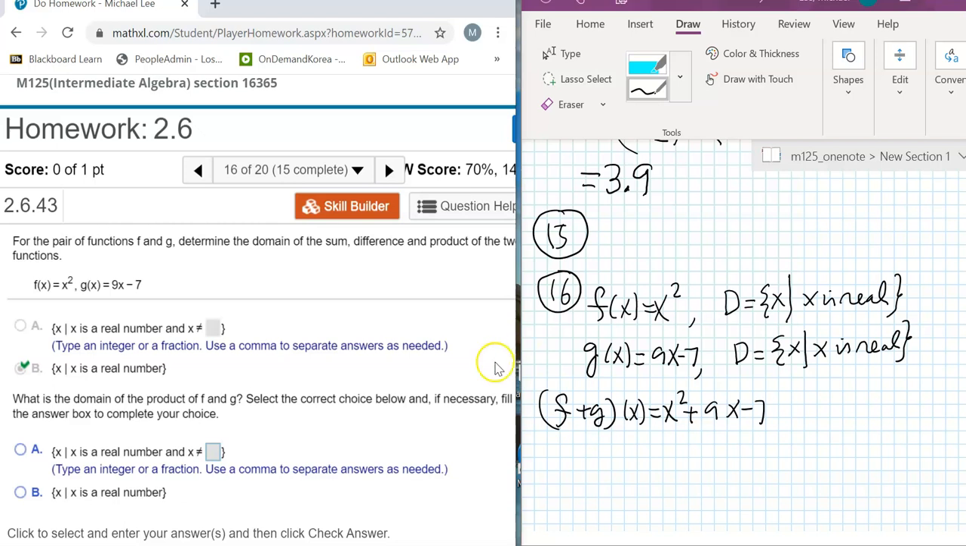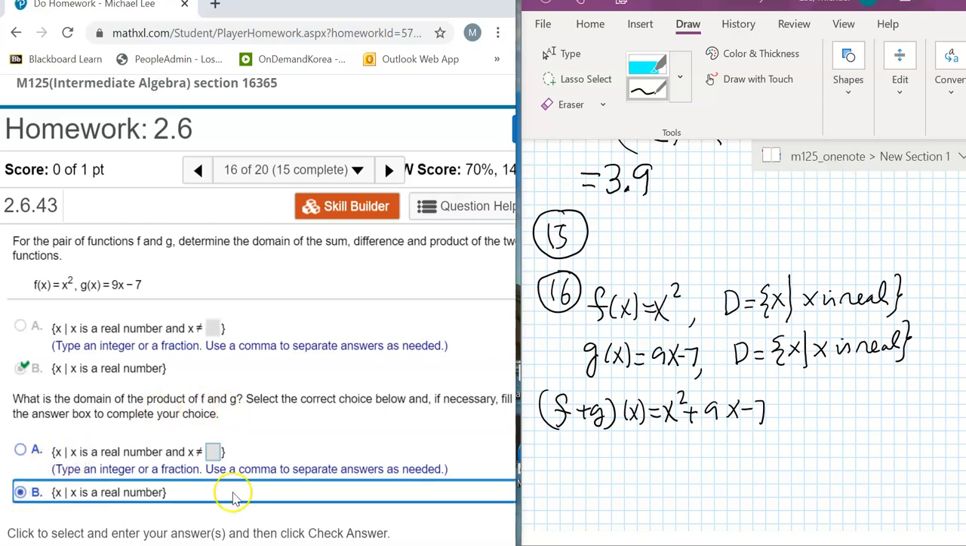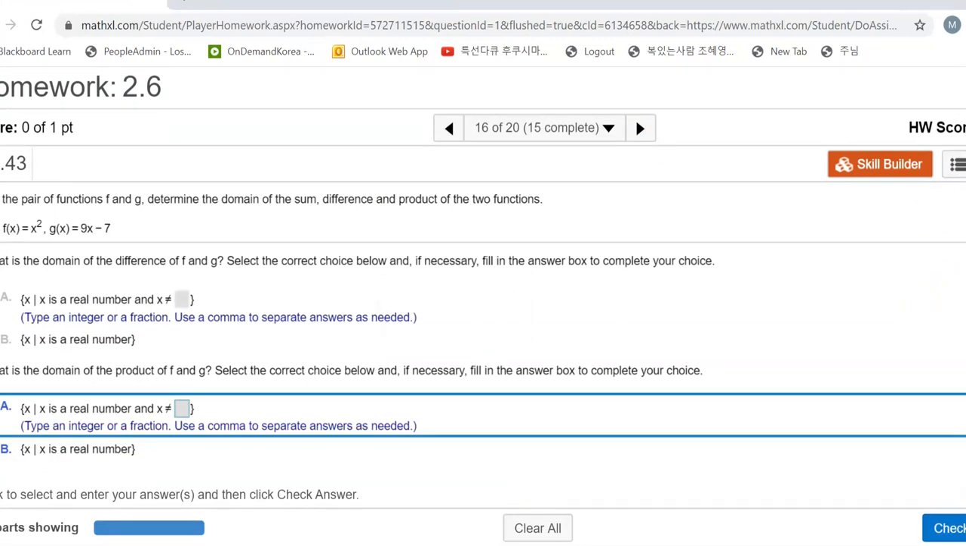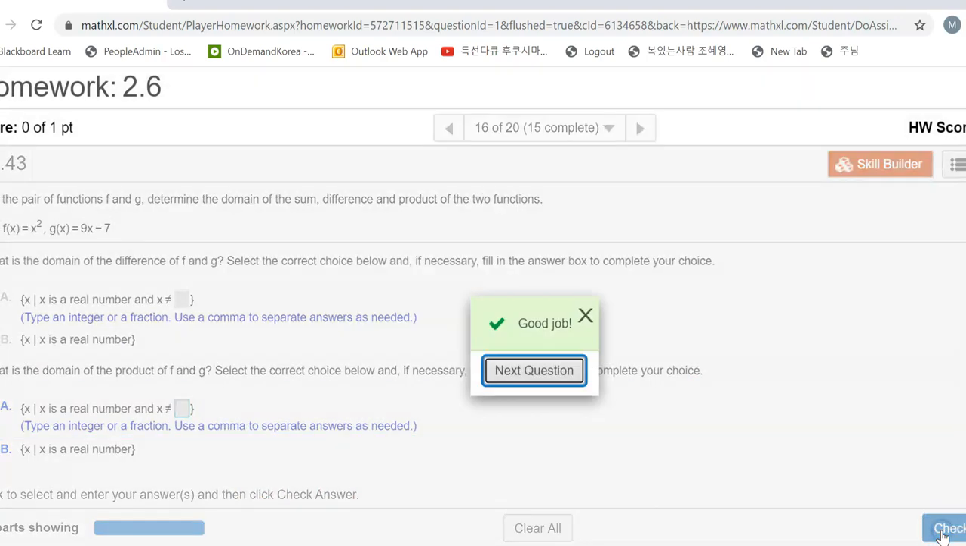Let me just say this. What is the domain of the product? Oh, the product is all real numbers too. Okay. There's no restriction. So the product is also all real numbers. Let me just look at that. All real numbers. And do we have more? Okay. Click check answer.